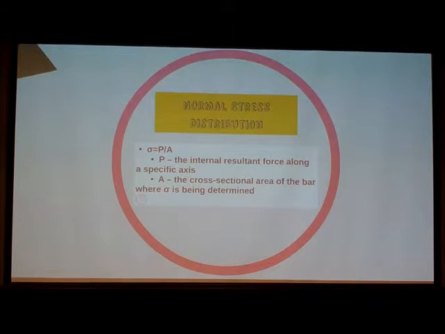And so we do some awesome math that you can see in my report, and we get this equation here. The sigma equals the P over A, P being the internal resultant force acting along that specific axis that we're looking at. So this can be used for bars, beams, stuff like that, where you have the axial force acting in that bar or beam. And then the A is the cross-sectional area of whatever your object might be.